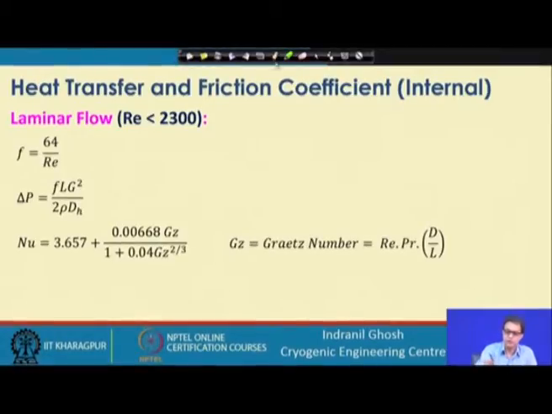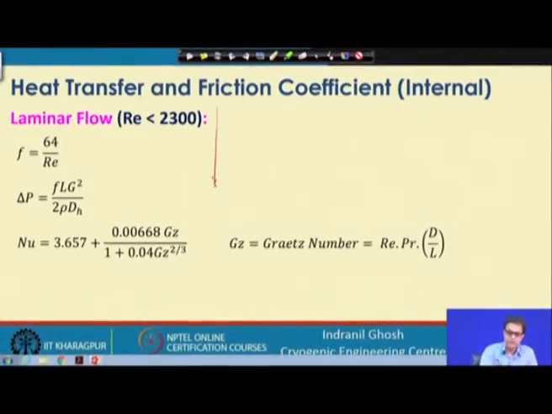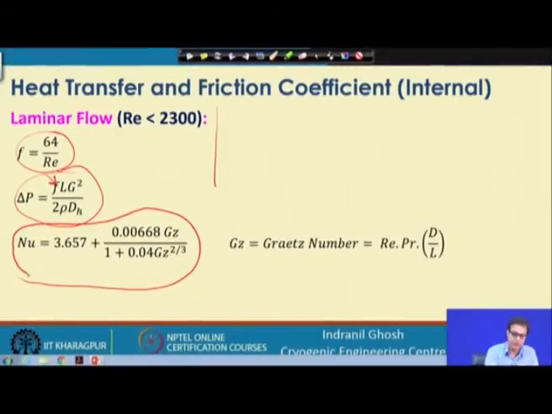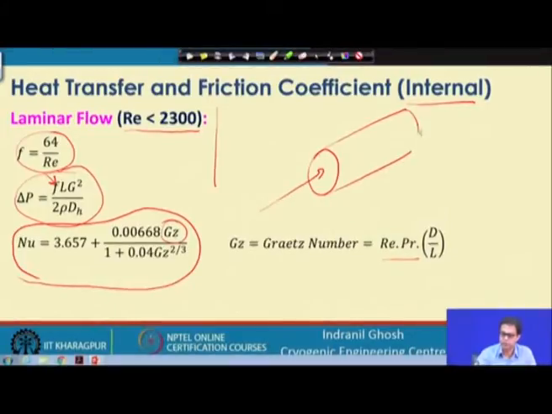Now, we will just quickly recapitulate some of the things that we have learned in the earlier class. For the internal flow, if it is a laminar flow, we have this kind of friction factor, and that friction factor will come in this relation for the pressure drop. And in case of laminar internal flow, we have the Nusselt number related to the Graetz number, and the Graetz number is given by this relation. This is where the flow is laminar and also internal, that means the flow is taking place inside the tube.